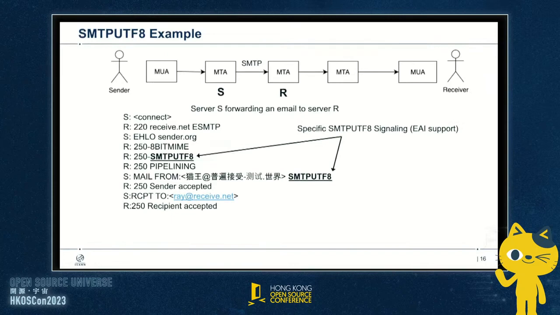I'll show an SMTP example. A client connects. The receiver says, well, 220, all is well. The receiver says it supports SMTP UTF-8. This is new. And here comes a willful syntax problem. The sender says MAIL FROM kanji email address and the SMTPUTF8 flag. In this case, the receiver says 250 accepted. If the receiving server did not have SMTP UTF-8 support, then it would report a syntax error and the email would be bounced.